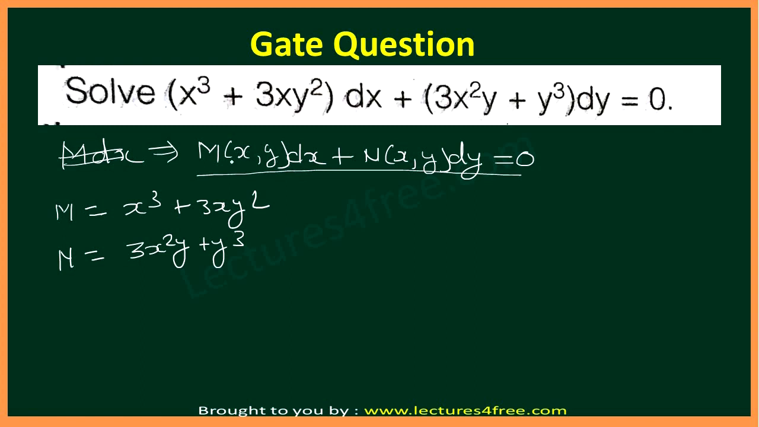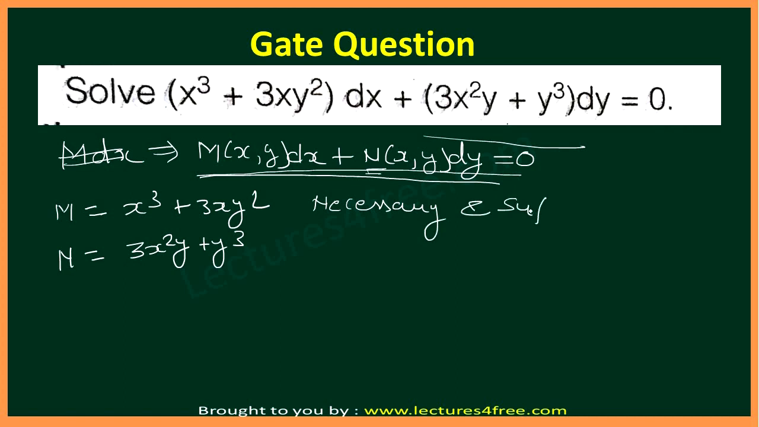If you compare the given equation with this standard equation, then you will get M equal to x cube plus 3xy square, and N equal to 3x square y plus y cube. So the equation is like this. Now check whether this equation is an exact differential equation or not. Now we know the necessary and sufficient condition.